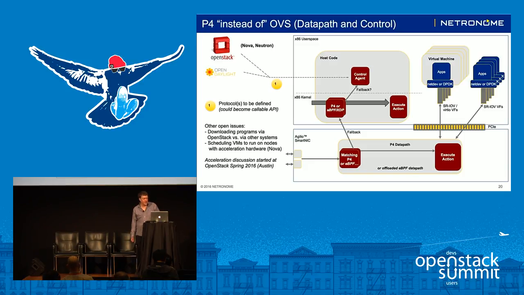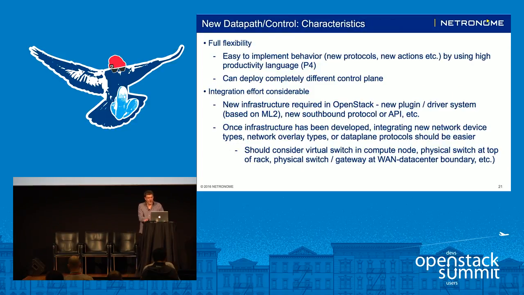The discussion started in the Austin OpenStack meeting around acceleration. I think it's still in its infancy, but at least it's being worked on to try and grapple with these issues and define the right constructs to support them. So we get, in this case, a lot of flexibility, easy to implement new behavior, completely different control plane being possible, but conversely, a completely new control plane is required. We're starting from scratch with developing all of this, and therefore that's a lot of work initially, but eventually it has a lot of benefits.